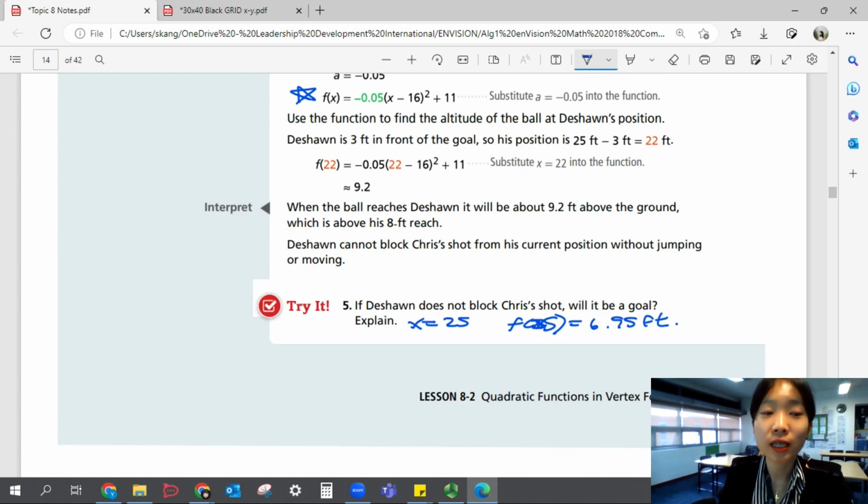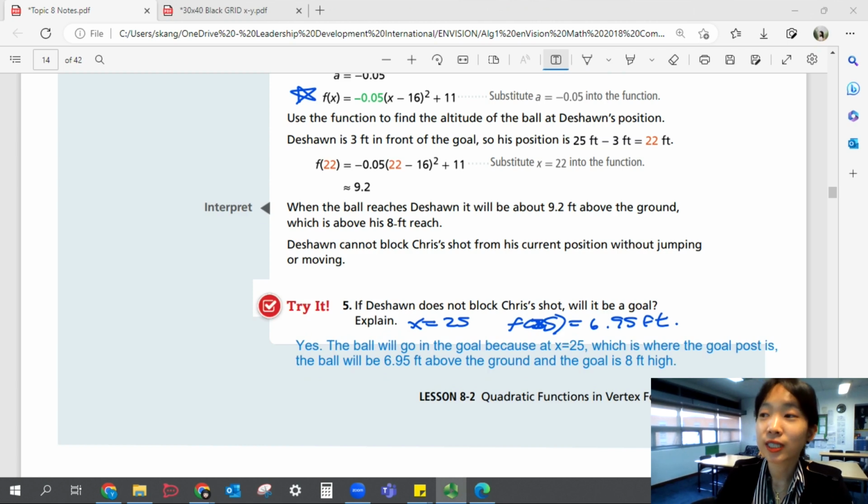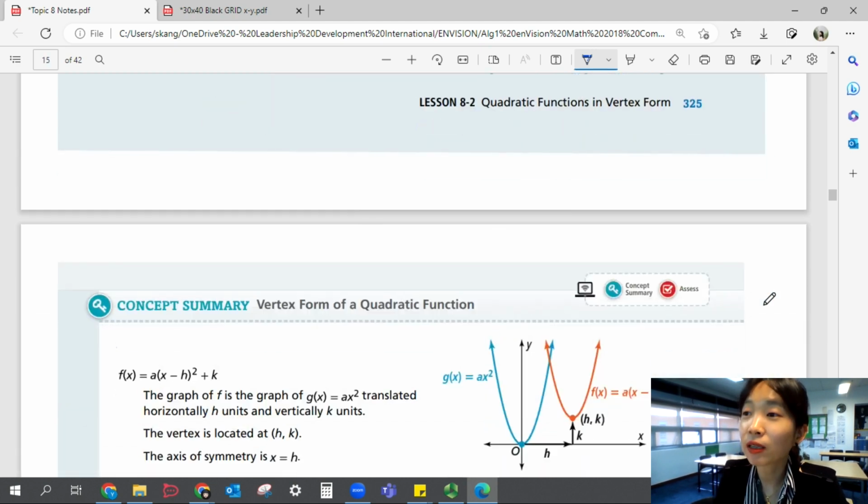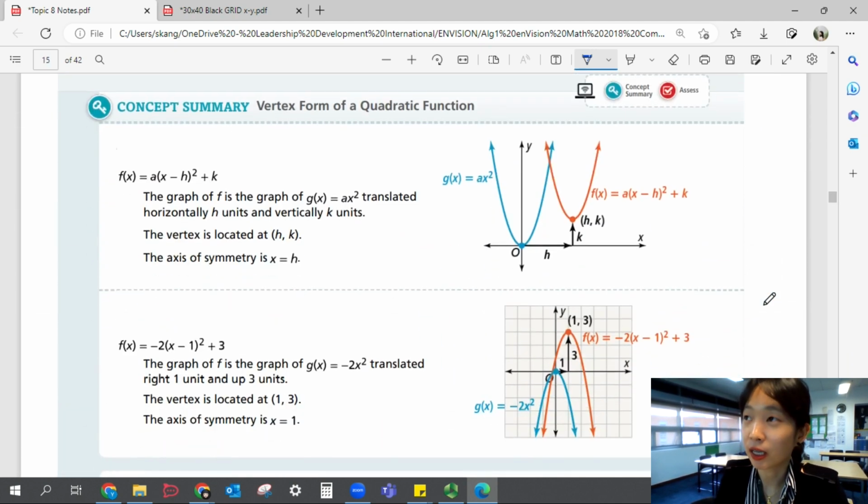Let's put it together and write it down. So you can say, yes, the ball will go in the goal because at x equals 25, which is where the goalpost is, the ball will be 6.95 feet above the ground and the goal is 8 feet high. There we go. So that was example 5 and try number 5. And let's summarize our lesson.